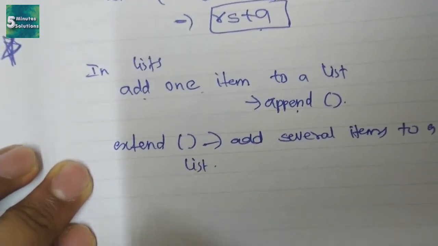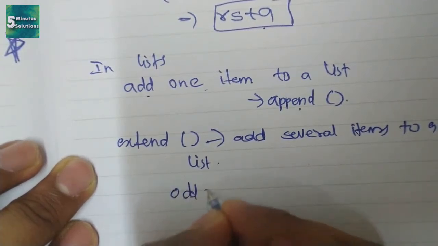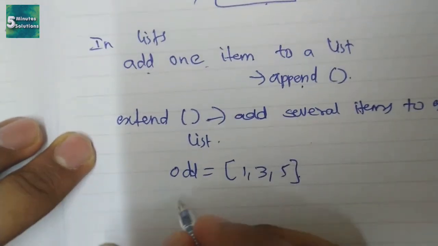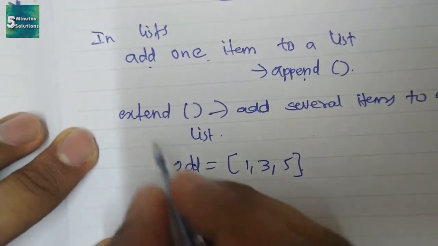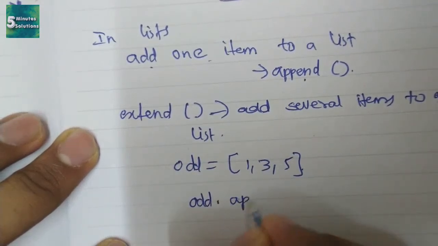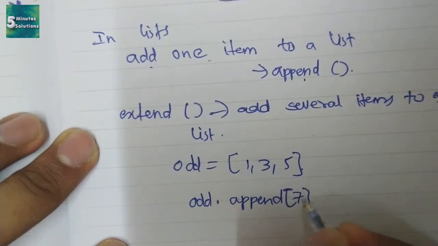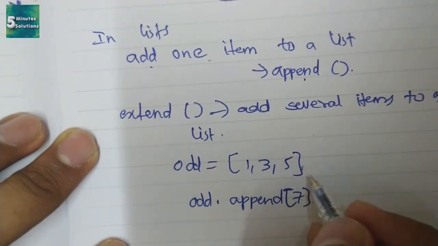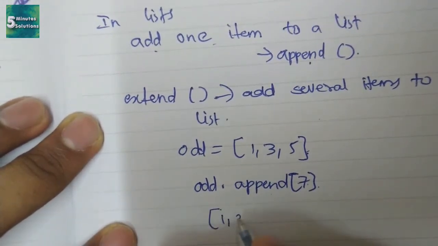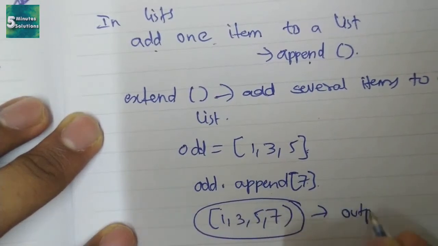Let's take an example. Let's take odd is equal to 1, 3, 5. First of all, let's use the append function. Odd dot append 7 means it will add 7 to the list. Now what will be the output? It will give the output 1, 3, 5 and 7. This is the output if we use the append function.